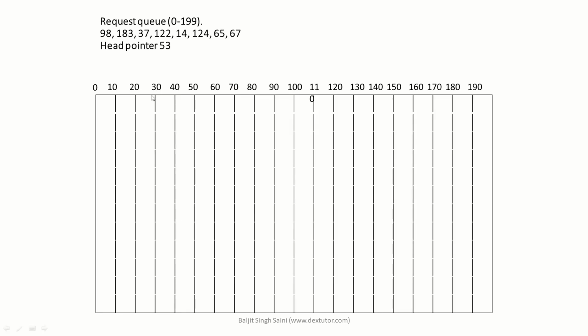First is FCFS. The current head position is at 53. We start from 98 because it is the first come, so it is first served. 53 to 98. Next is 193, so it goes to 193. Then next is 37, it goes to 37. Like that, 122, 14, 124, 65, 67. As you can see, the structure is zigzag, zigzag, zigzag.